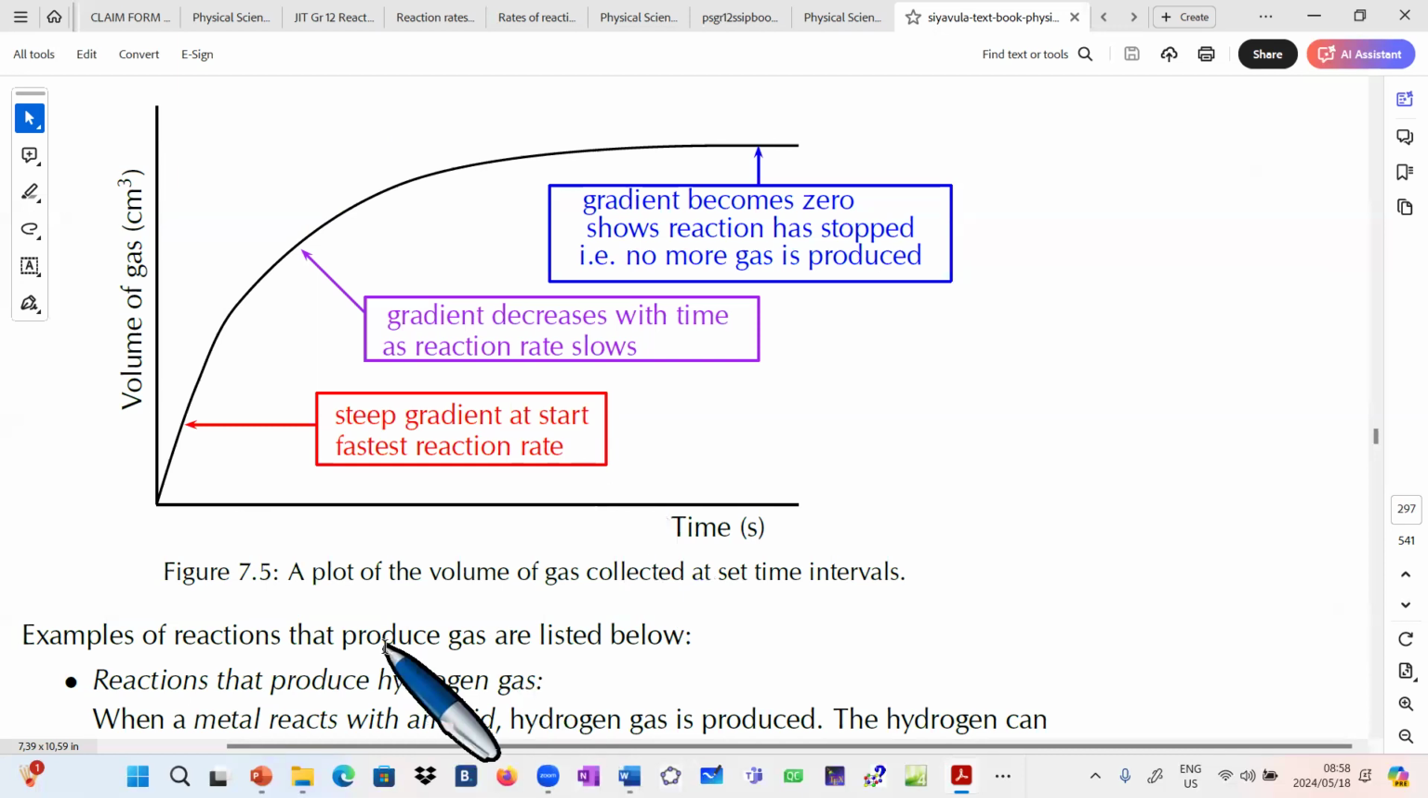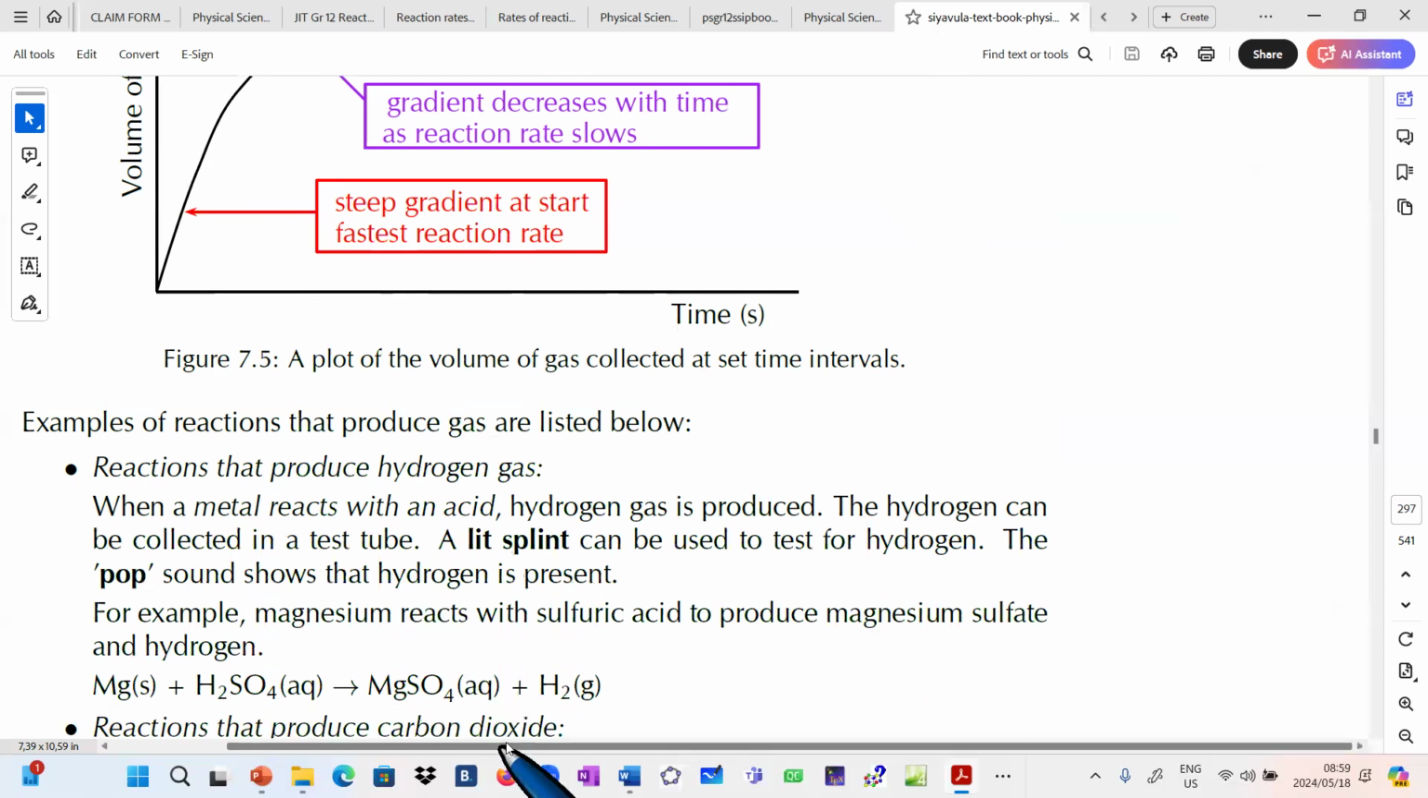Right, so now a plot of the volume of gas collected at set time intervals. Now, the examples of reactions that produce gas are listed. According to the volume that is pushing the plunger out, we're able to plot this graph here, and this is used to determine the reaction rate.